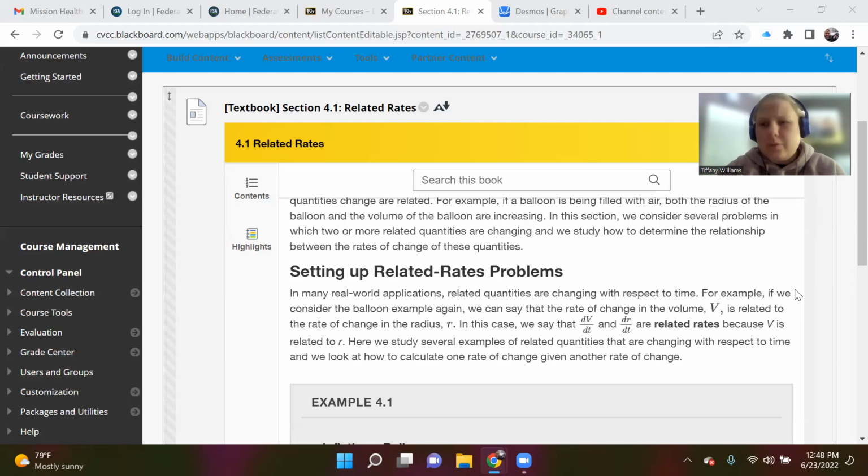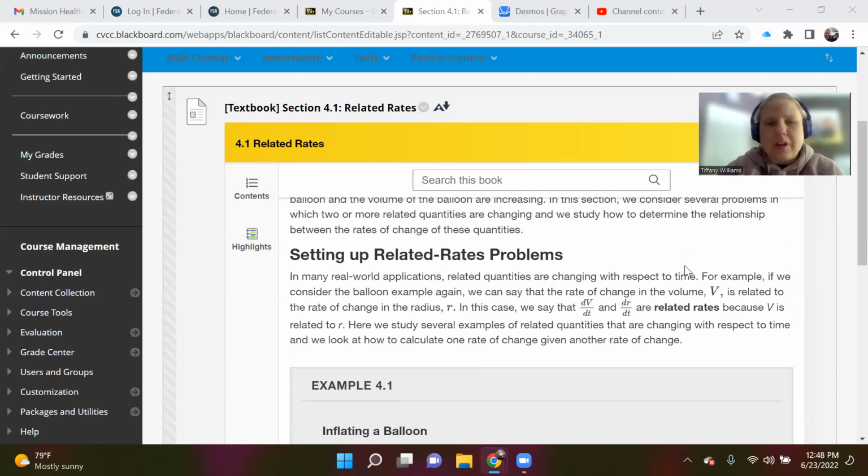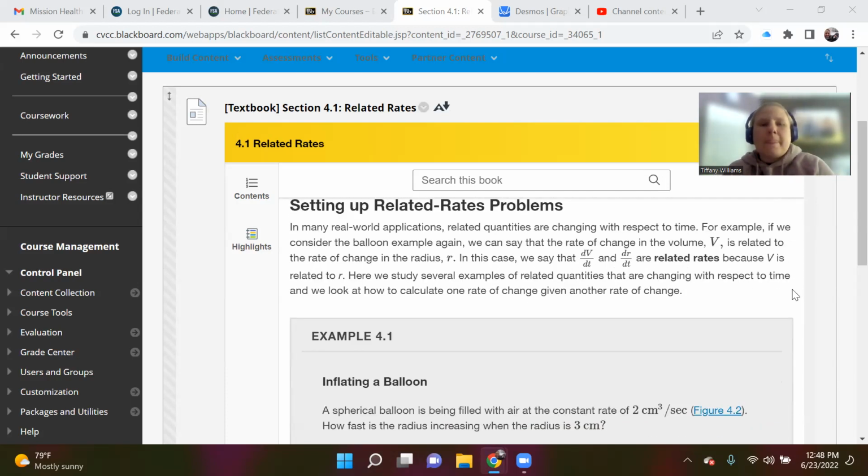So here's where related rate problems get frustrating. It's setting up these problems. In many real world applications, related quantities are changing with respect to time. Everything that we have done up to this point has been with respect to x. We've done the derivative of y with respect to x, but now we're switching it up and we're going to do the derivative with respect to time.